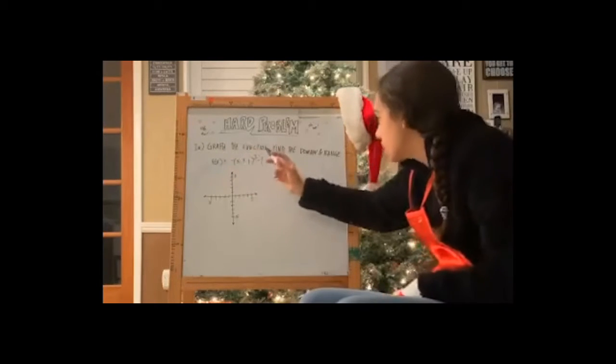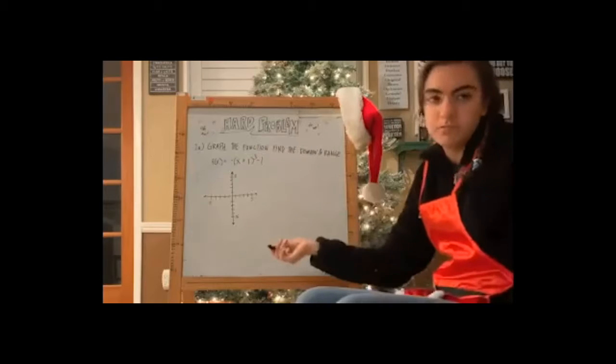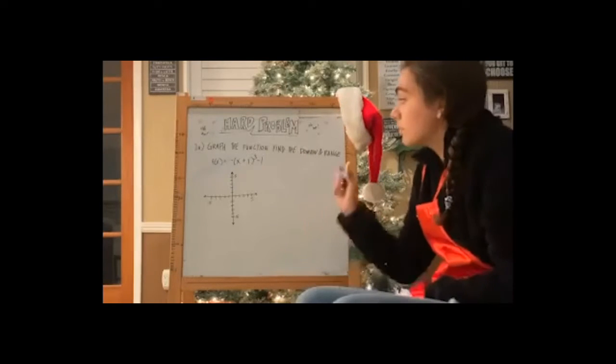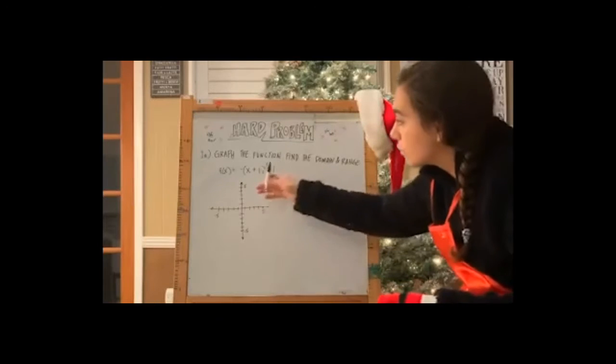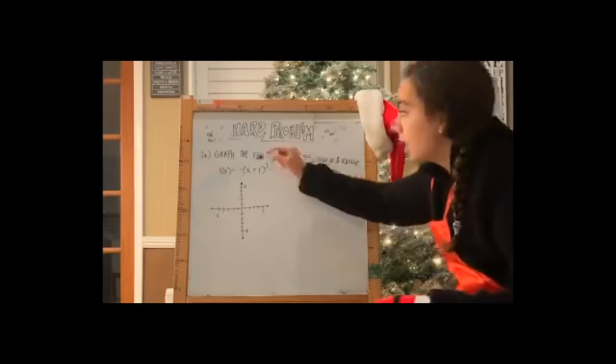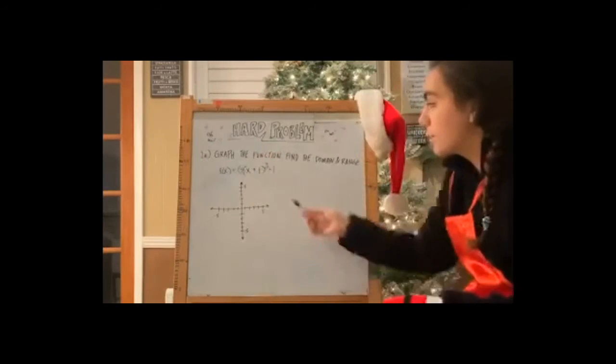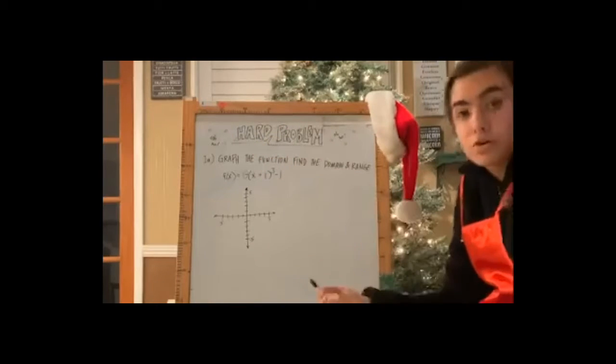So graph the function, then find the domain and range. Well, seems pretty simple. But what we have to first remember is we have to look at our transformation. So first things first, let's look at our transformations from left to right. We first have this negative in front of our parentheses. That means it's going to be a vertical reflection.